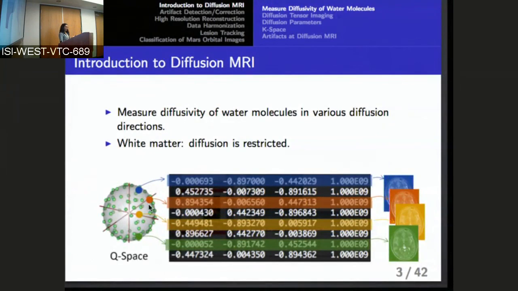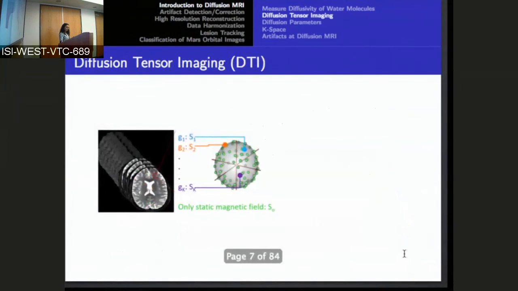Imagine this sphere, and imagine these blue, orange, yellow, green vectors. So we set the gradient direction on the scanner to these different directions, and then we prepare these images for one slice. So for one slice in my brain, I would end up with, for example, this blue, orange, yellow, green, corresponding to these four different directions. For G1 up to GK, we have these measurements S1 up to SK, and we have one extra measurement for this slice when we only turn on a static magnet.